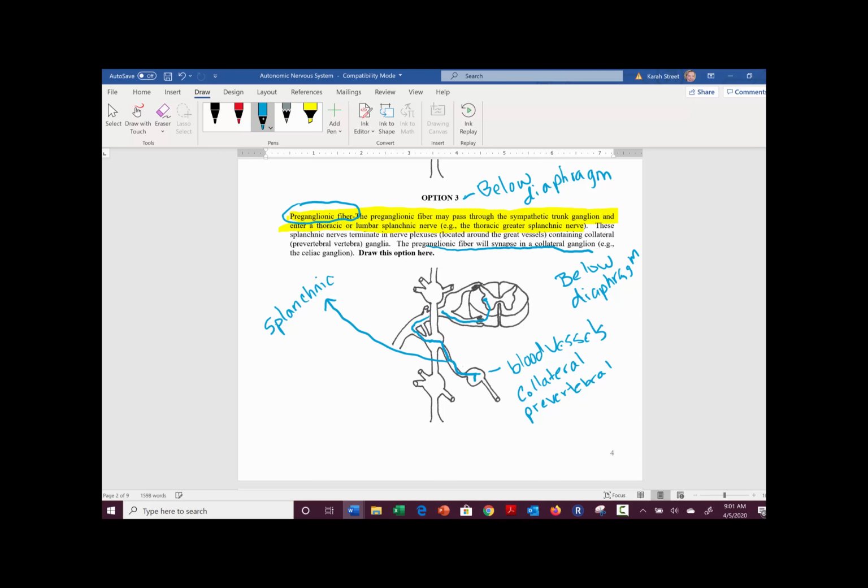And then they can even become more specific for their name, because these collateral ganglia, prevertebral ganglia, are actually found on major blood vessels found in the abdominal cavity, like the celiac trunk, superior mesenteric artery, and inferior mesenteric artery. And those are the three I want you to know. So we have celiac ganglion, superior mesenteric ganglion, and inferior mesenteric ganglion. They are all specific examples of collateral or prevertebral ganglia. All right, so that was option 3.